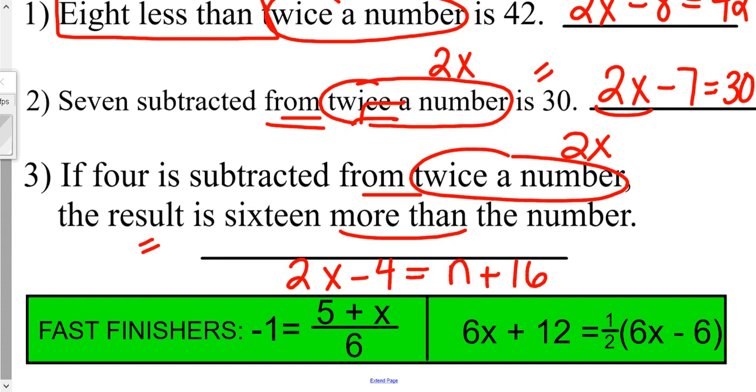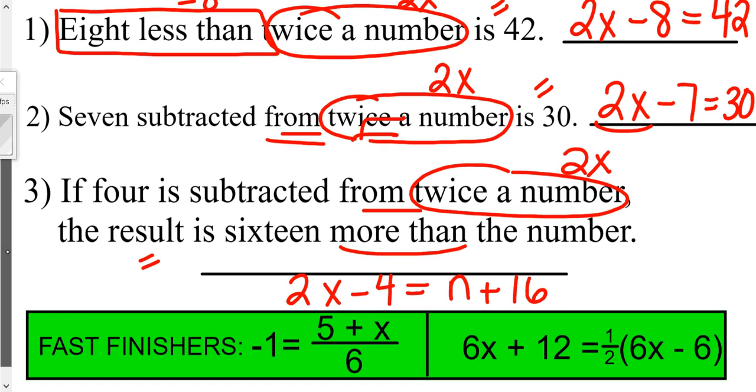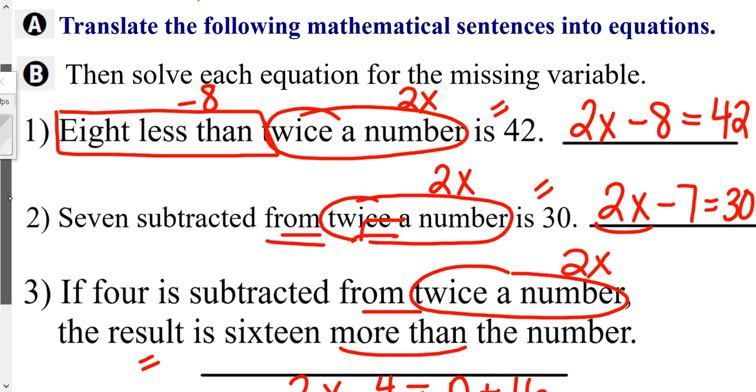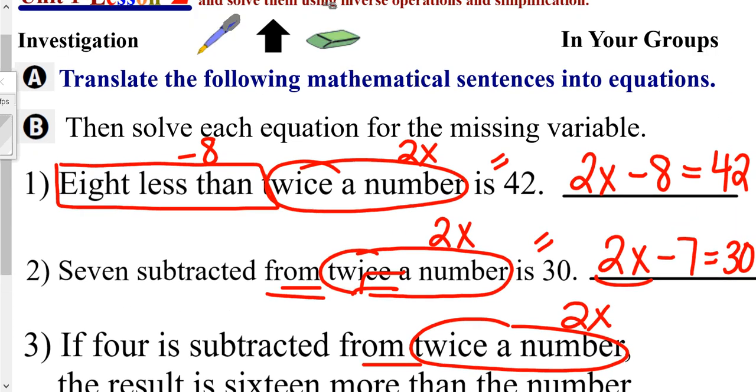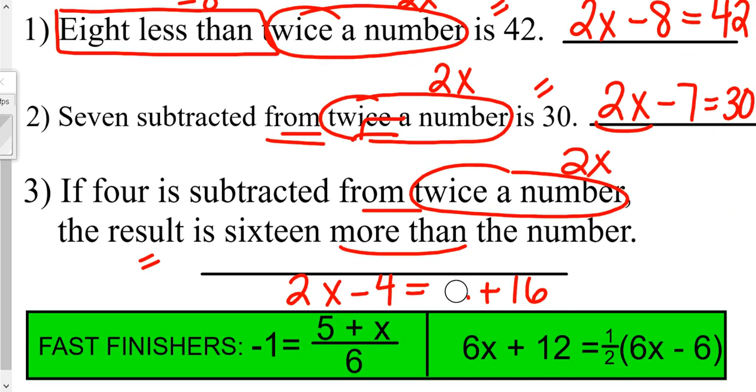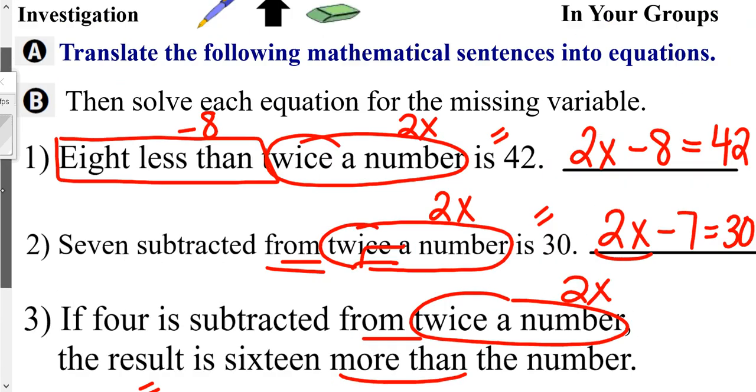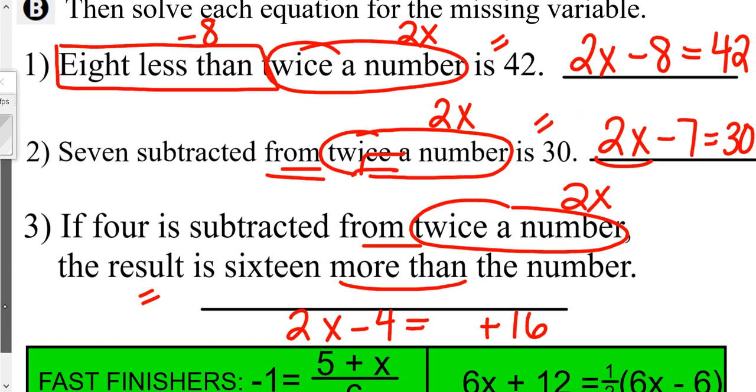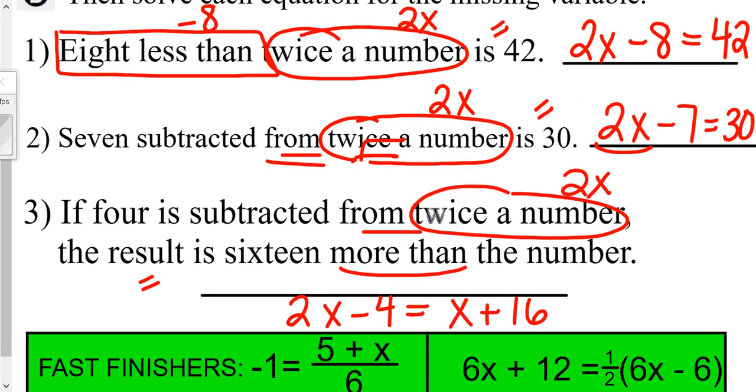Okay, I'm just going to fix this quickly. We want to make sure that we're using the same variable. My mistake. This should also be an x because it says 4 is being subtracted from twice a number. The result, that's your equal sign, is 16 more than the number. x is your number that we're trying to find.